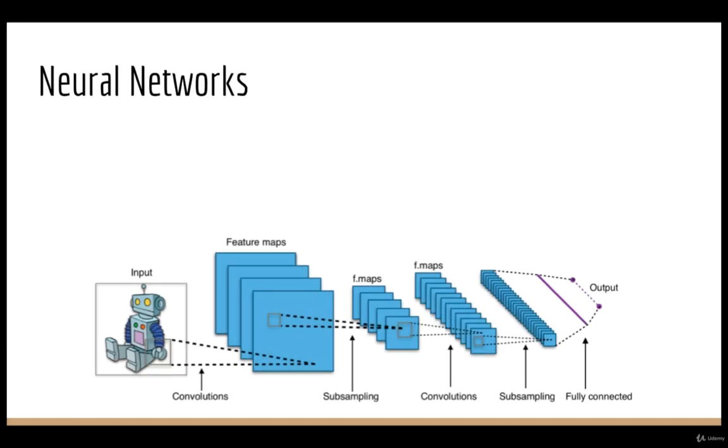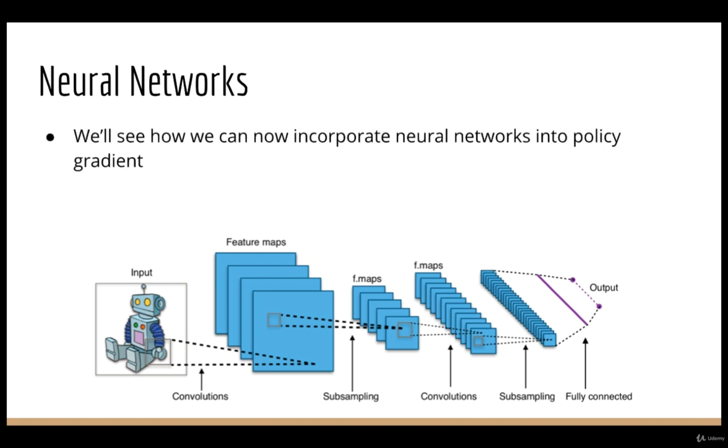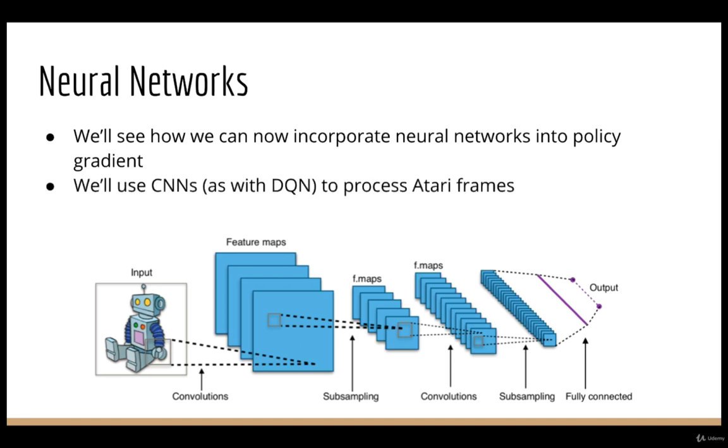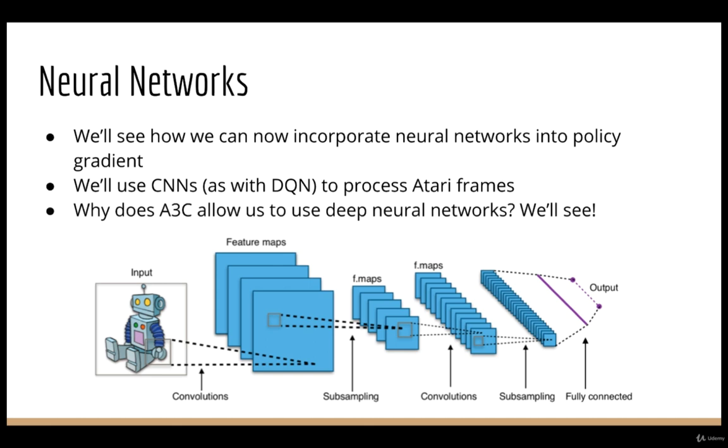Another big improvement with this algorithm is that we'll now be able to incorporate neural networks as our function approximator. Specifically, we'll be using convolutional neural networks, just like we did for deep Q learning, to process the frames of the screen of an Atari game as input. One thing to note is that for vanilla policy gradients, this approach didn't seem to work. You'll see that with A3C, we are now able to use neural networks, and later in this lecture, we'll explain why that's the case.